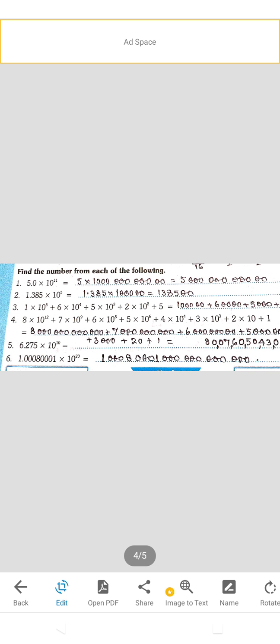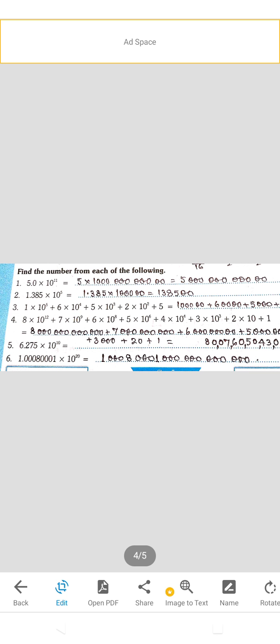1.385 multiply 10 raised to the power 5. It can be written as 1.385 multiply 1 followed by 5 zeros, since 10 raised to the power 5 means 1 followed by 5 zeros. Now it can be written as 1.38500.